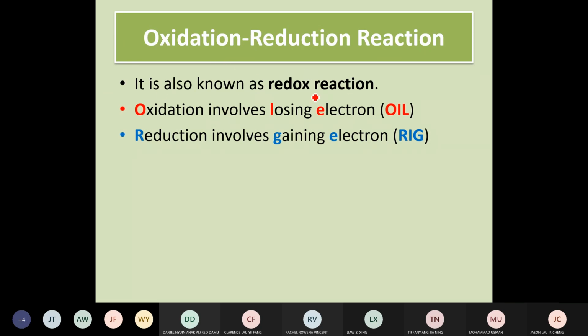Oxidation reduction reaction means when there is an electron transfer, okay? When there is electron transfer associated in that reaction, we call it oxidation reduction. If there is no net change in electron transfer, we will not call it oxidation reduction. It may be displacement, it may be a precipitation reaction, but there is no net change in oxidation state. So for oxidation reduction reaction, there has to be a net change in oxidation state.